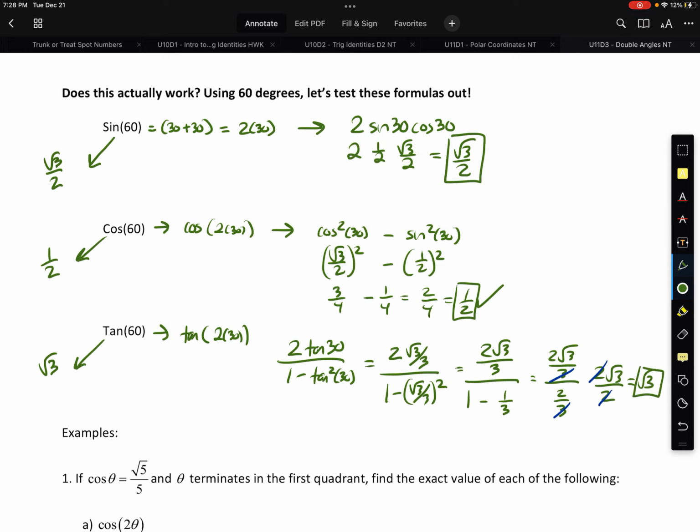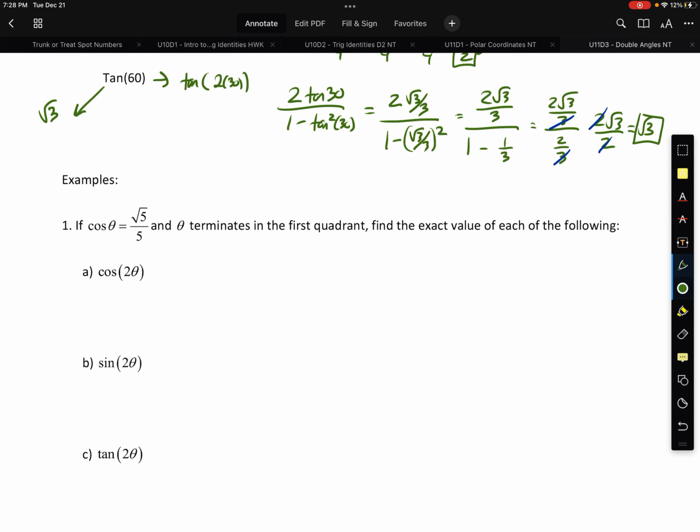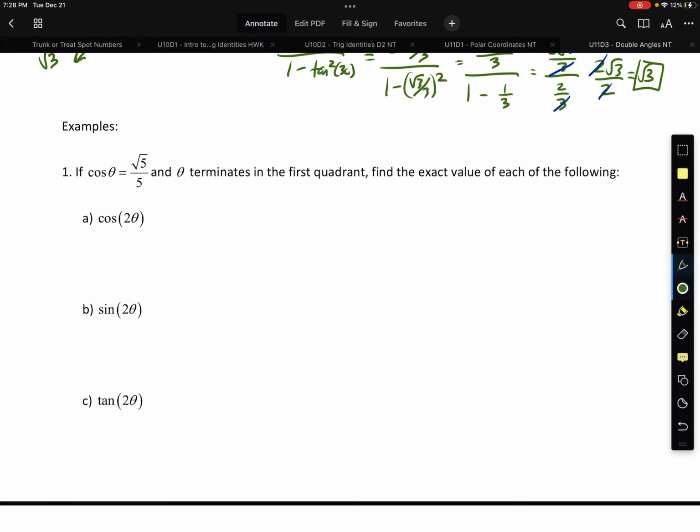Alright, so again, never use these formulas for sine 60, cos 60, tan 60. I just want to present the idea to you to show you that you can use them. So when are we really going to use these scenarios? With something like this. This is what we're really working towards.